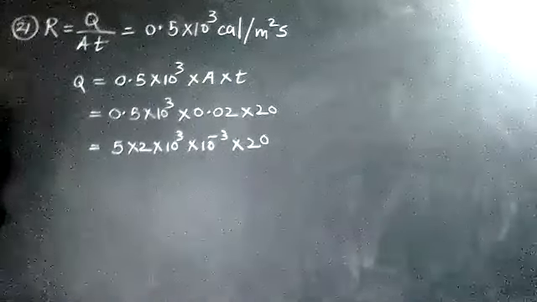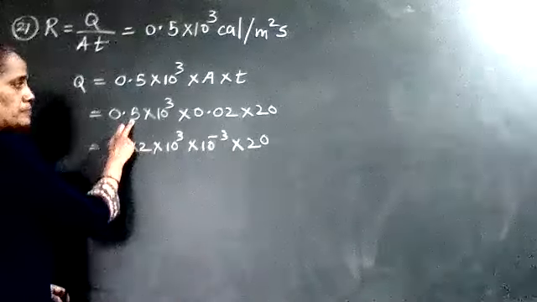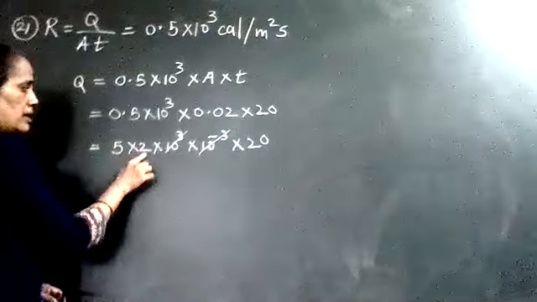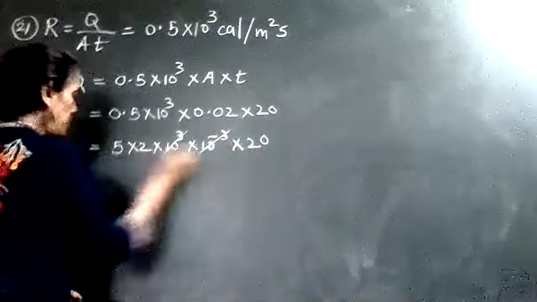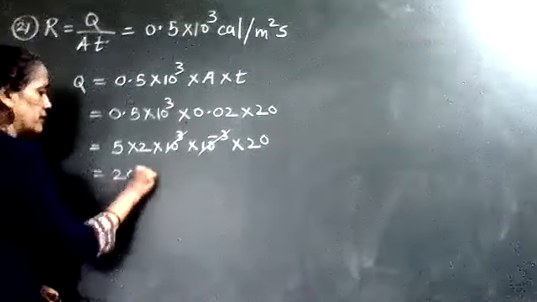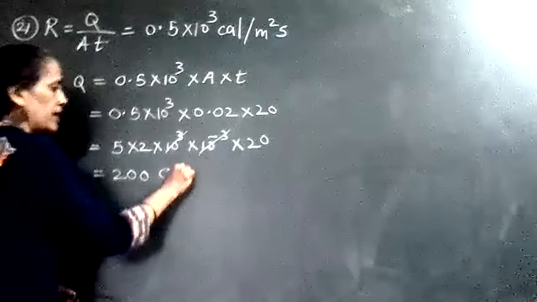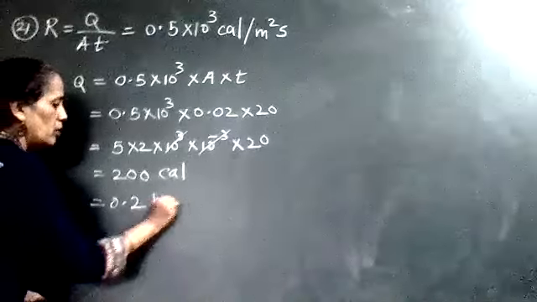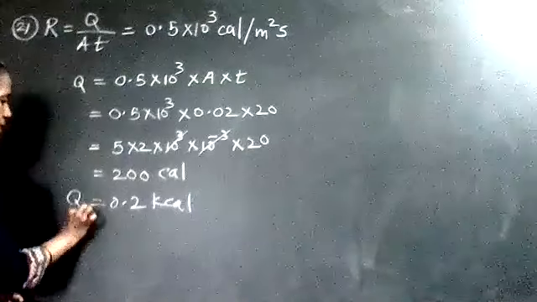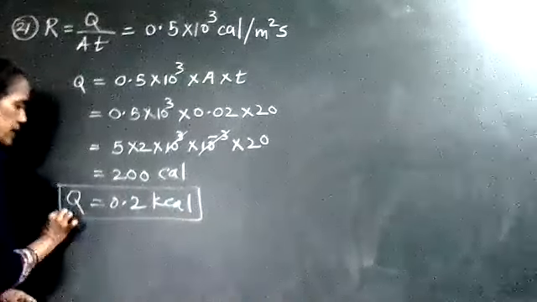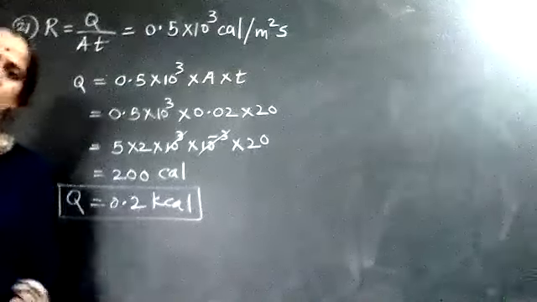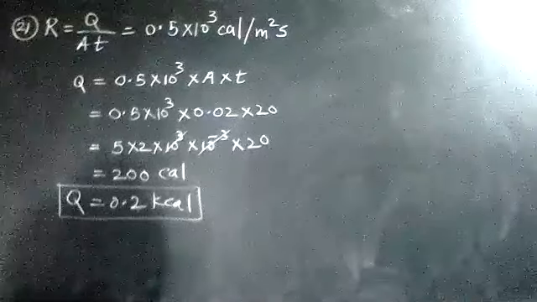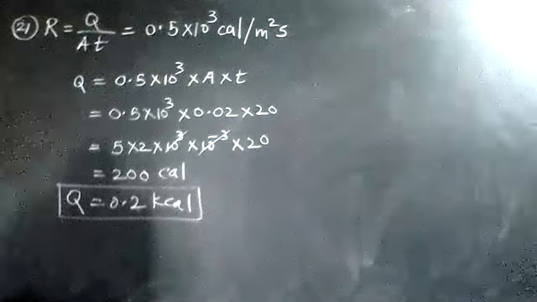Clear? So see here now what happens. Plus 3 minus 3 will get cancelled. This is 10 multiplied by 20, which means 200. Right? 200 Kelvin. 200 Kelvin means what? 0.2 kilo Kelvin. That is nothing but the amount of heat radiated by the spherical surface. Got it? Fine. Then, problem number 22.